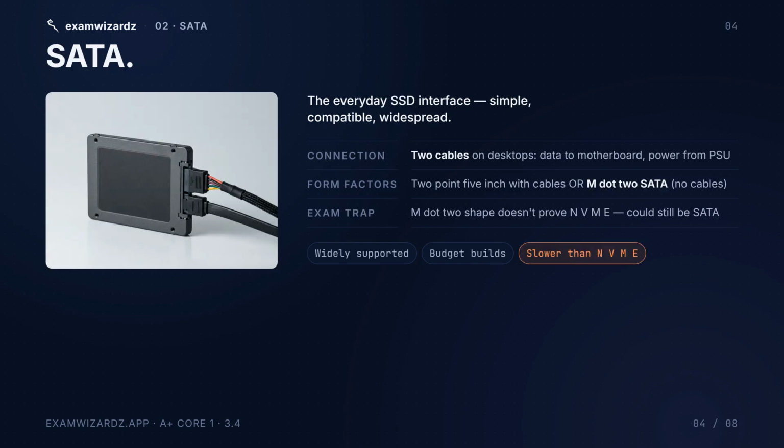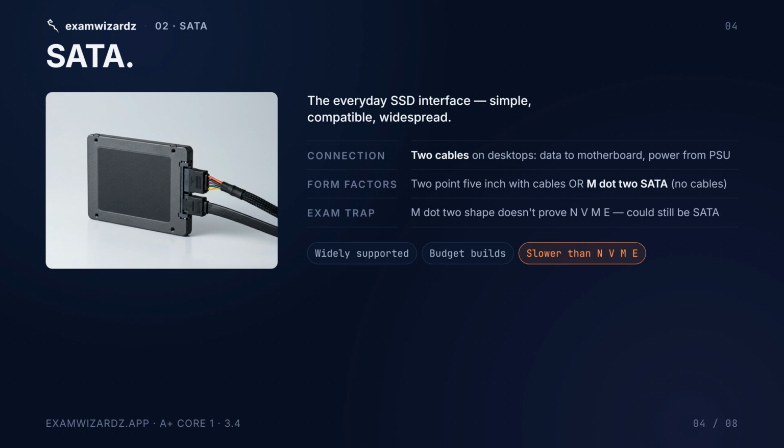SATA SSDs remain popular because they're simple, compatible, and still dramatically faster than spinning hard drives for everyday use. Many people install a 2.5-inch SATA SSD as their first upgrade in an older desktop or laptop because it fits standard drive bays and works with existing SATA ports on the motherboard. On a desktop, the usual setup uses two separate cables: a SATA data cable running from the drive to the motherboard, and a SATA power connector coming from the power supply.